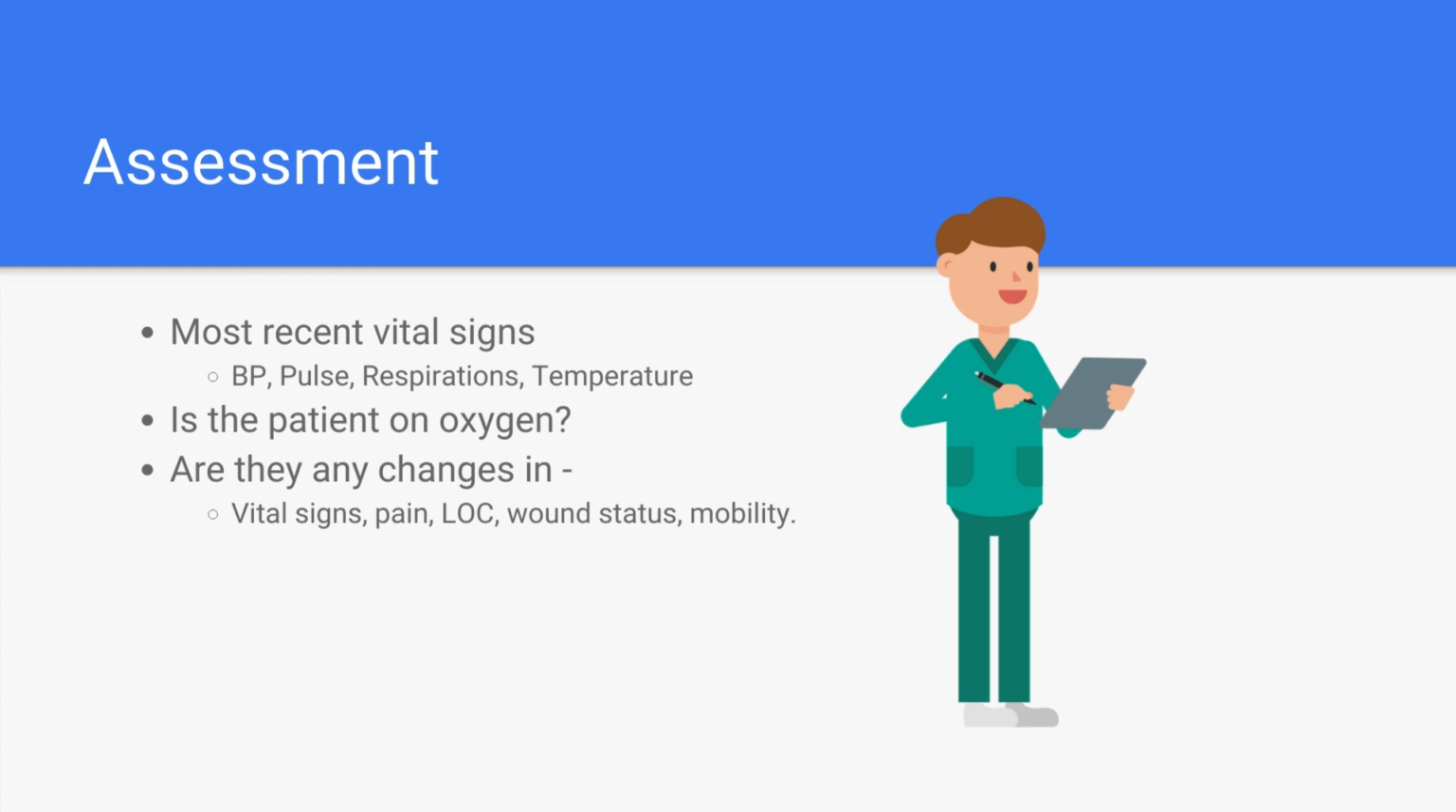Do they have any other assistive devices? Are there any changes in their vital signs, their pain, wound status, mobility? You want to be sure to note anything that has changed about the patient. Think about documenting by exception when you are communicating changes in the patient. Anything that is different out of the norm should definitely be communicated to the physician.